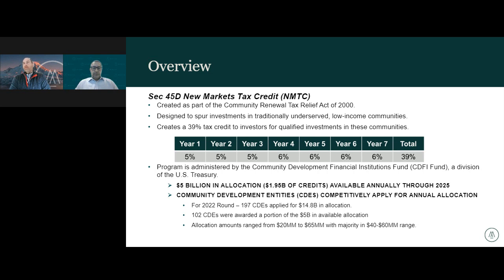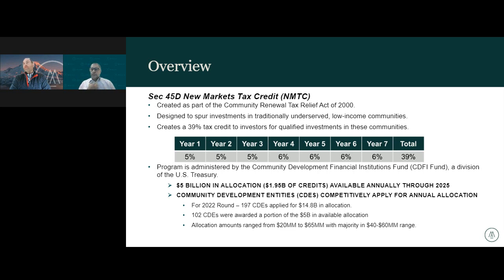Community development entities, or CDEs, competitively apply for an allocation amount. So the Treasury Department says we have $5 billion in new markets tax credit authority, or allocation, to divvy out, and these community development entities apply for a piece of that allocation. It's a very competitive process. The CDEs basically go to the Treasury Department and say, if you give us a piece of this $5 billion in authority, we're going to invest in projects of these types.